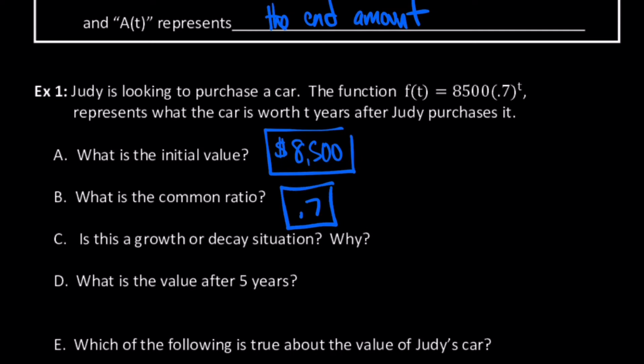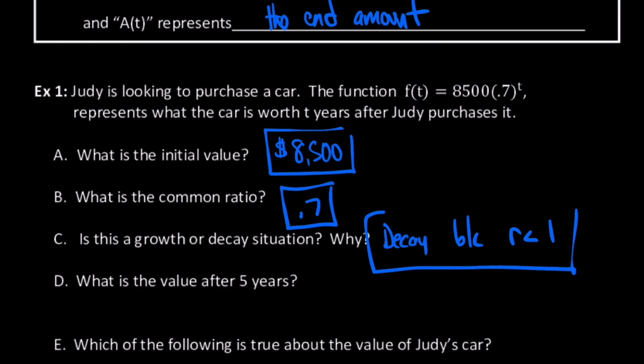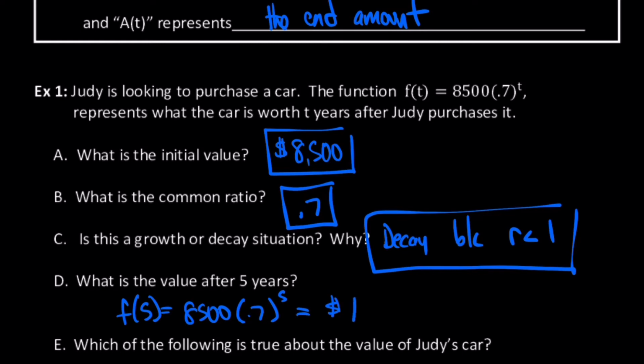Is this a growth or decay situation? Why? It is decay because R is less than 1. What is the value after 5 years? So we're going to plug this into our calculator. F of 5 will equal 8,500 times 0.7 to the 5th. Obviously, this is calculator active. Let me check what I got there. I got $1,428.60.